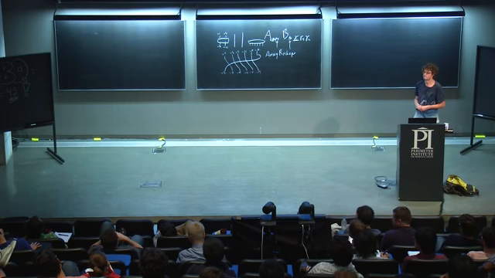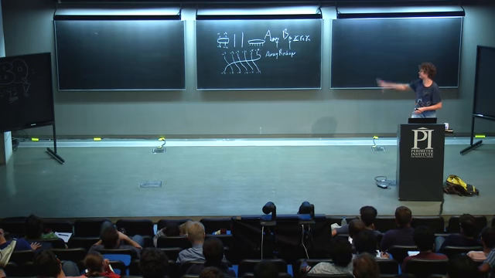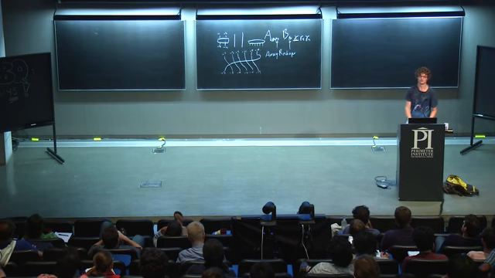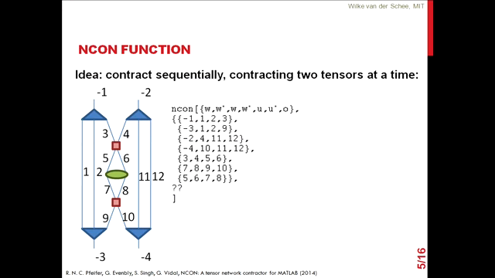Network contraction. Yeah, so it's tensor network. And in these examples, I actually didn't contract, but of course, in this example, I actually did contract. Anything else?